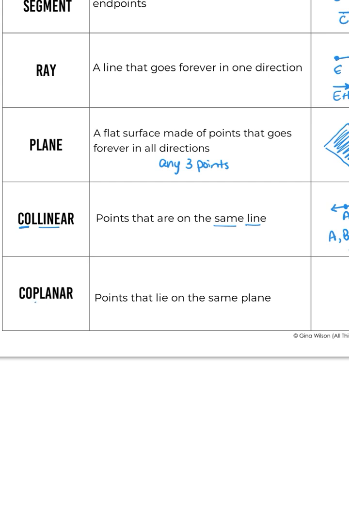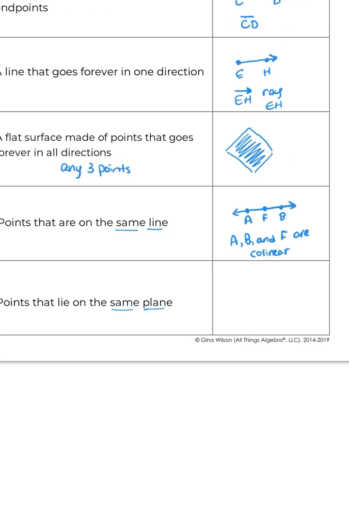Coplanar. A plane, we already said, is a flat surface, so coplanar means same plane. That means that somewhere on my plane I have points. This could be C, this could be D, this could be H, this could be J. So C, D, H, and J are coplanar.